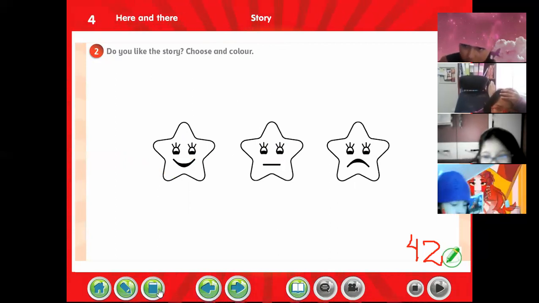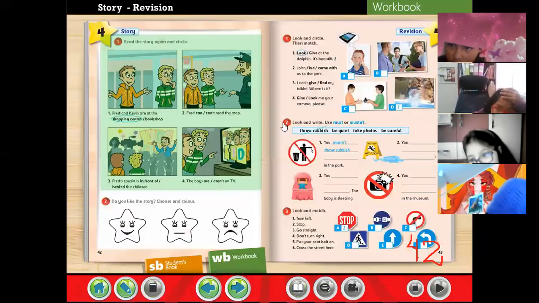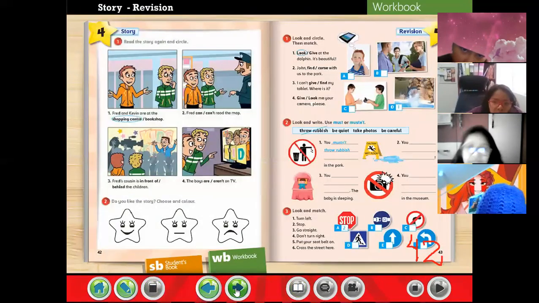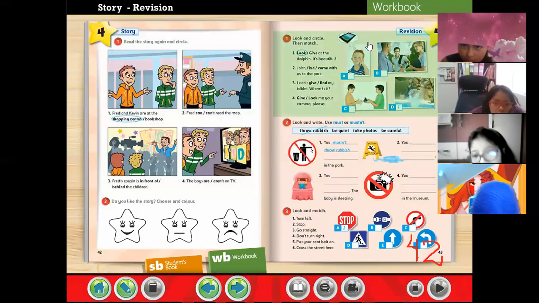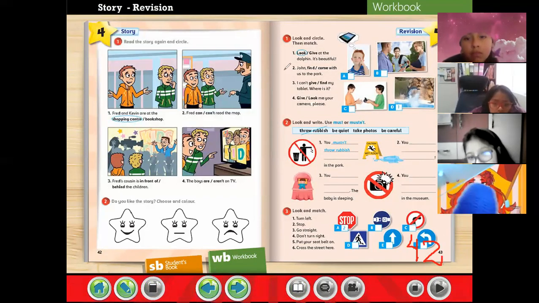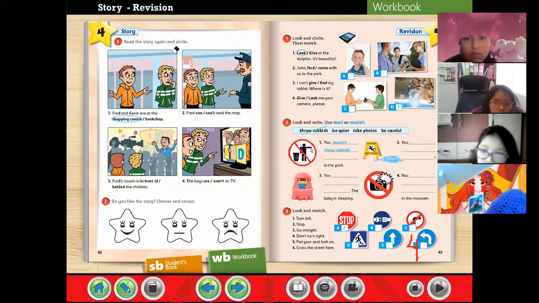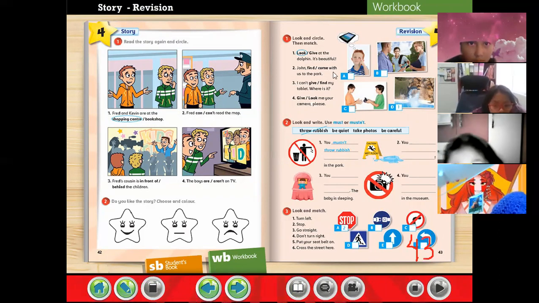Valeria. And now let's enter to the revision, okay? Good. Let's enter to the revision in the workbook. Four, revision, page 43. Because the next class is our evaluation. We need to finish the revision. Okay?